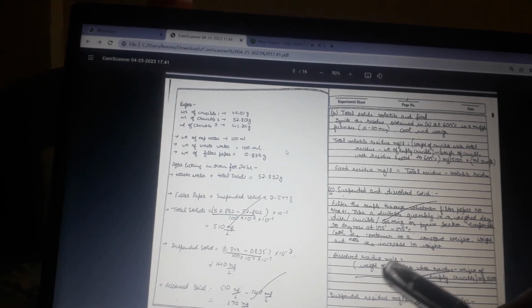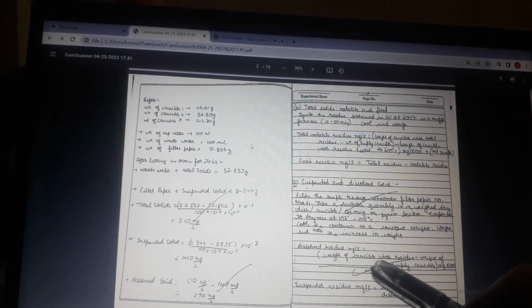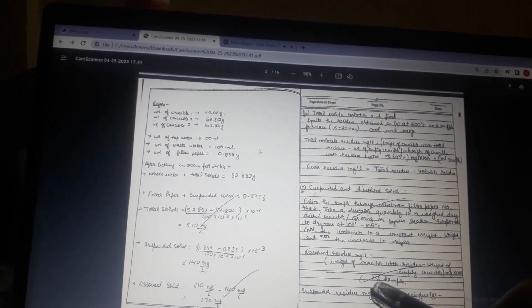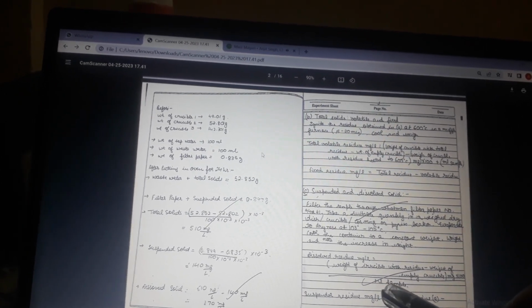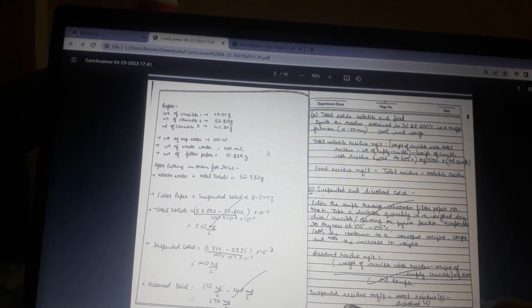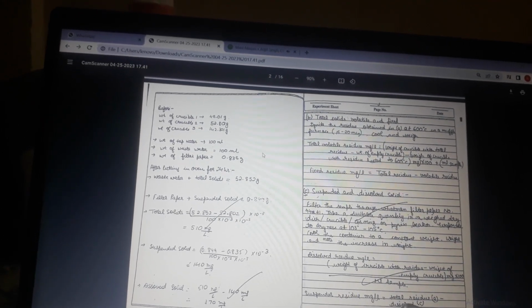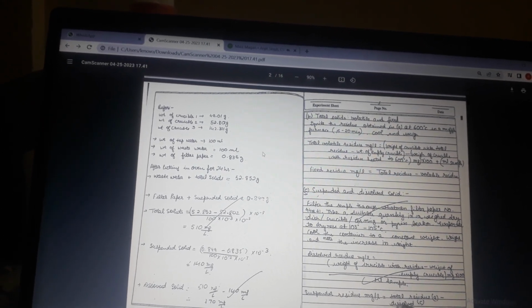Dissolved residue, milligram per liter, is equal to weight of crucible with residue minus weight of empty crucible, milligram, into 1000 divided by milliliter sample. Suspended residue, milligram per liter, is equal to total residue A minus dissolved C.